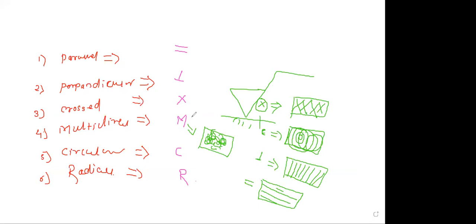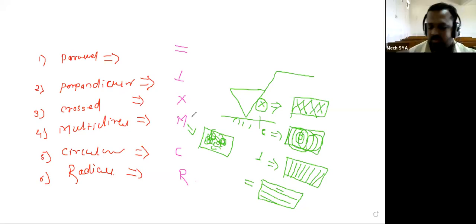Yes, sir. Okay. So right now, within 5 minutes, I will revise whatever points we have studied in today's lecture. First, we have seen what is meant by roughness. Surface roughness is nothing but the irregularities on the surface of a machine component.